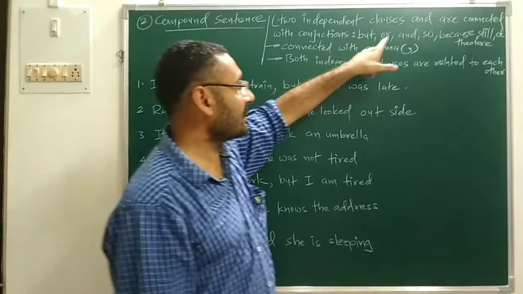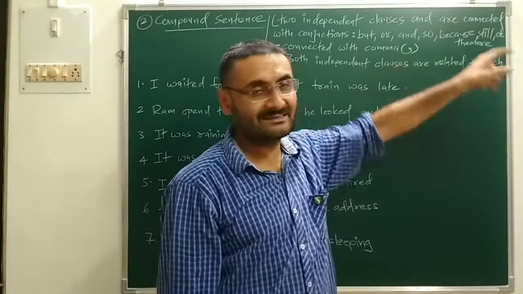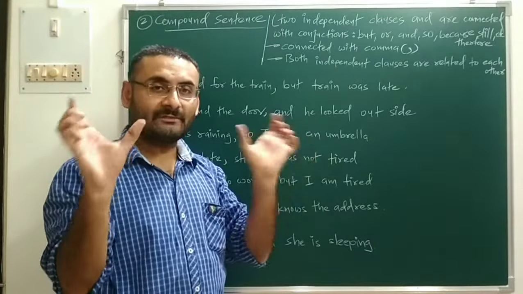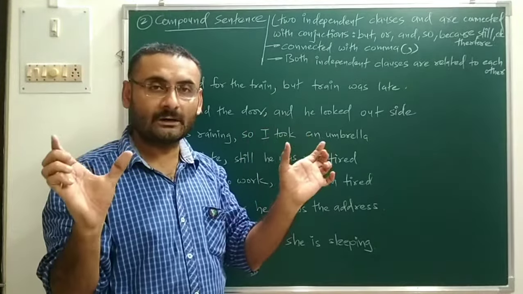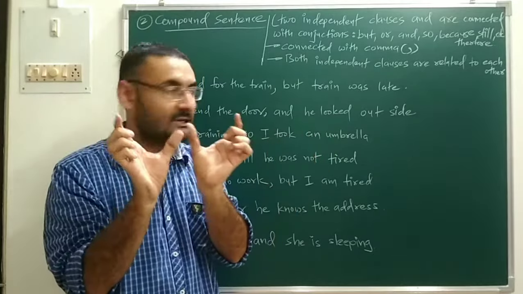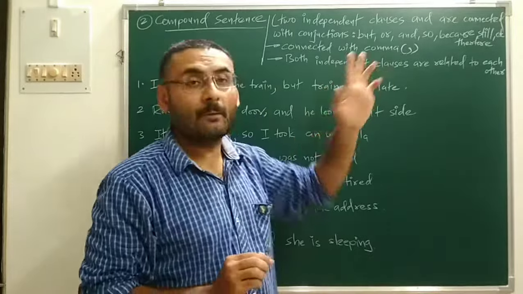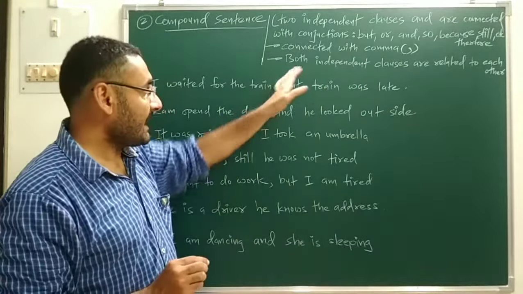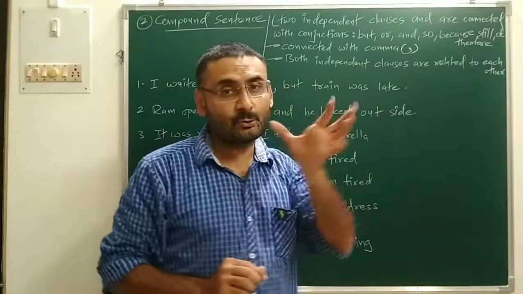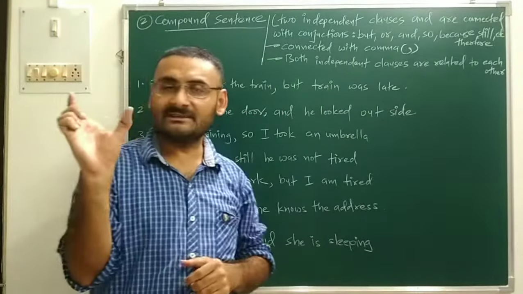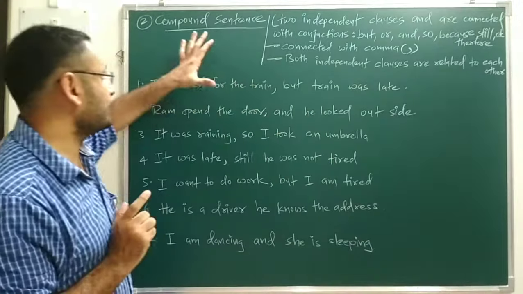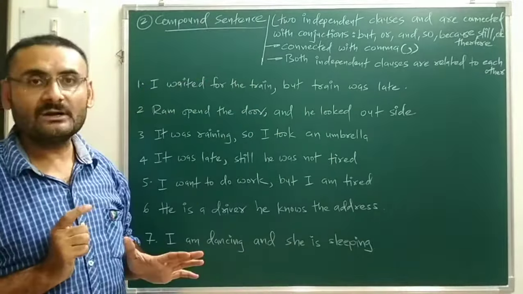Conjunctions means what? Like but, or, and, so, because, still, therefore, etc. So two independent clauses, both of the clauses give the complete thought in a sentence, and both clauses are connected with one conjunction and connected with a comma. That thing you have to remember. And the last thing is what? Both independent clauses are related to each other. One clause must be related with another clause. Then only we can say the sentence is a compound sentence.